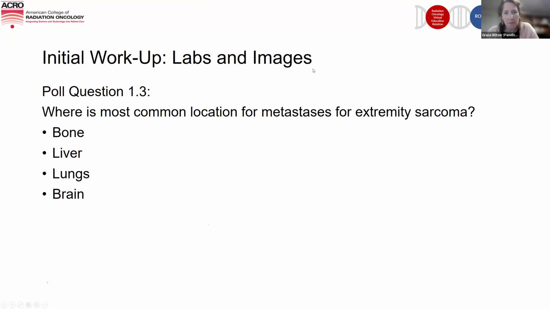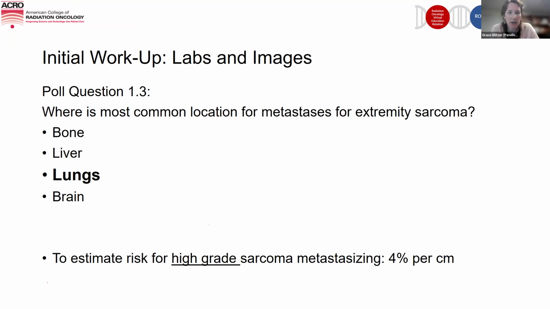Next slide. And then my final question is, where's the most common location for metastases in our extremity sarcomas? When you're thinking about, this is a grade 3 gentleman, so when you're thinking about scanning him, either for staging, and then in our follow-up, as we hope we have cured him, where is your surveillance imaging going to be? Do we need to get an MRI brain? Okay, excellent. That's exactly right. The vast majority said lungs, and that is exactly correct. In general, the most common for most sarcomas is lungs.